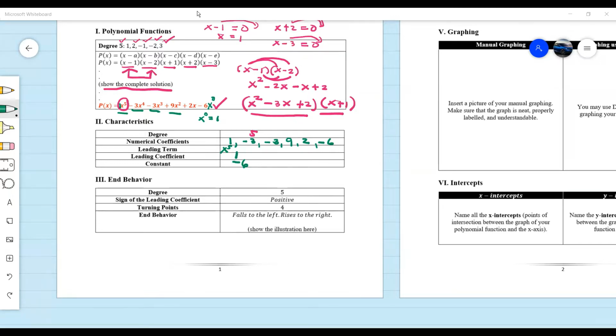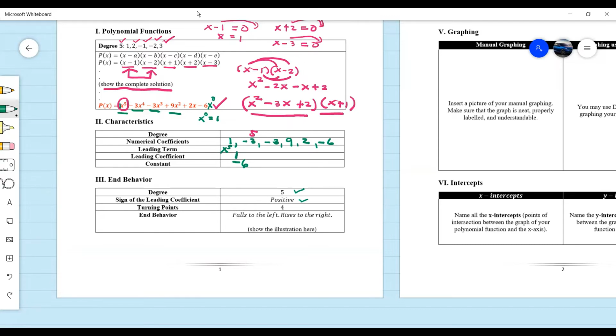Again, the degree is 5. That's the highest exponent in the polynomial that you created. Now, the sign of the leading coefficient. The leading coefficient is the numerical coefficient of the leading term, which is 1. So that's positive.